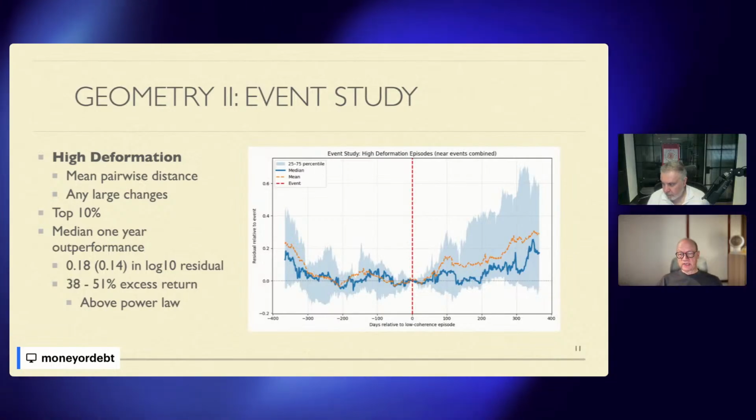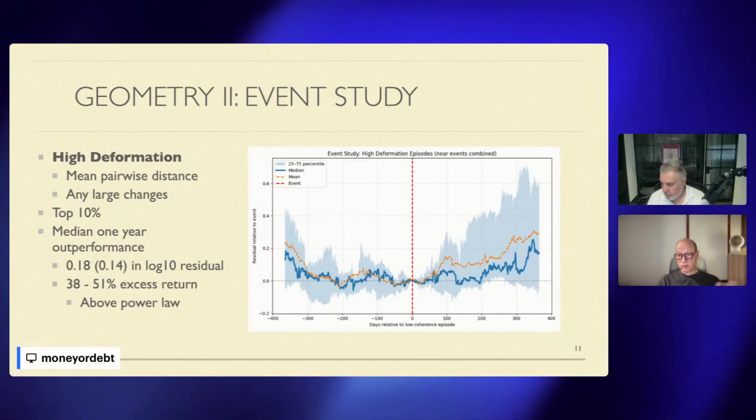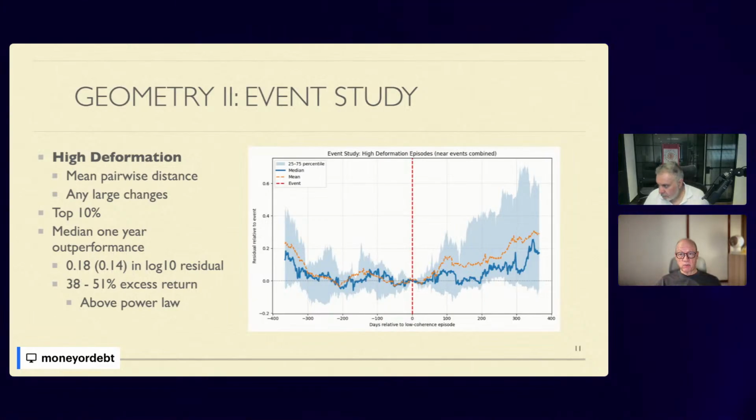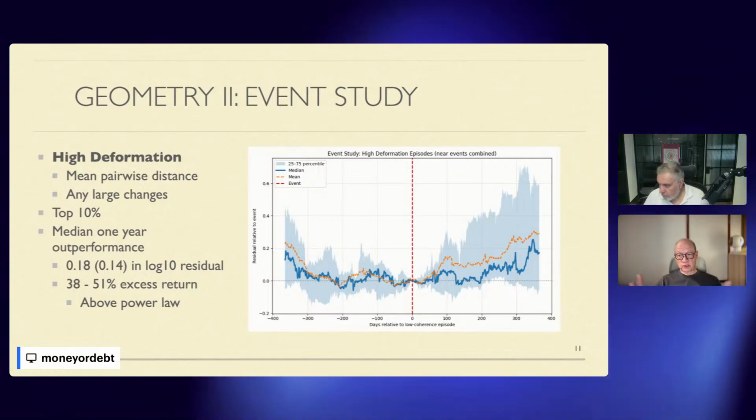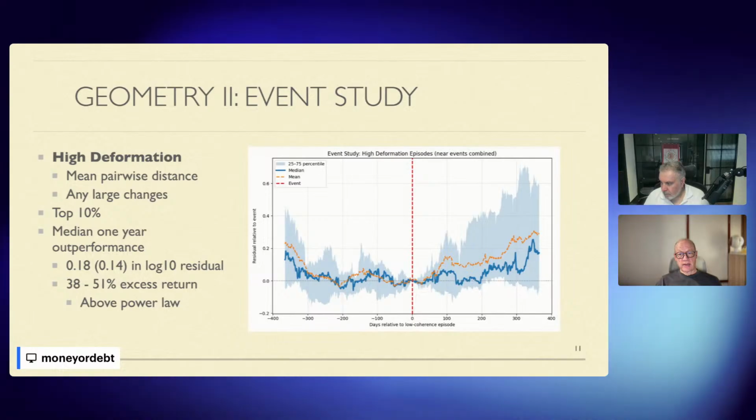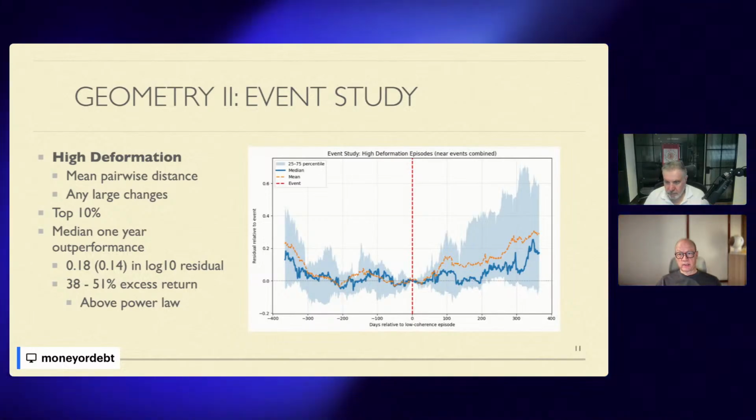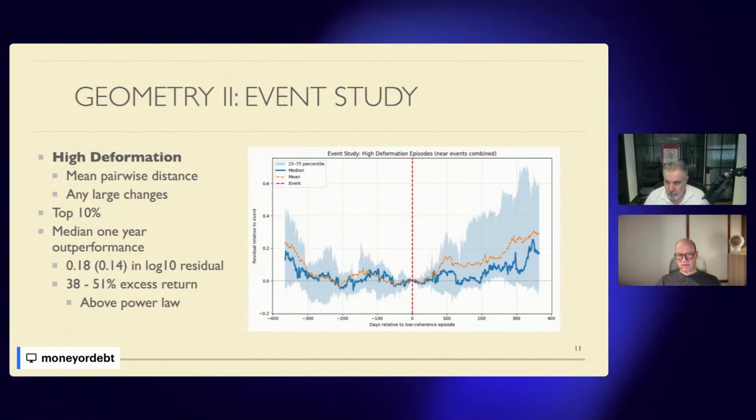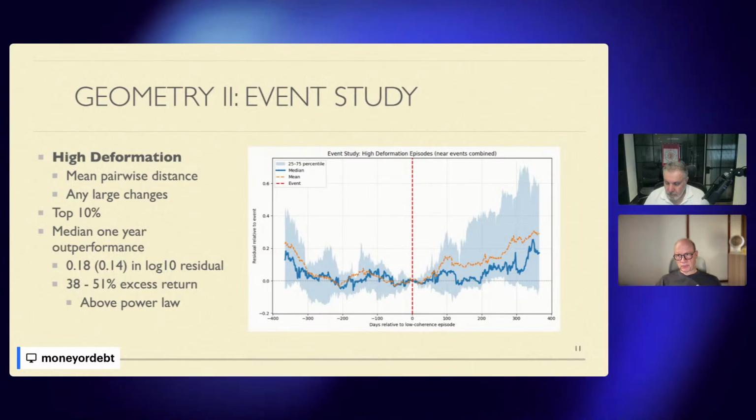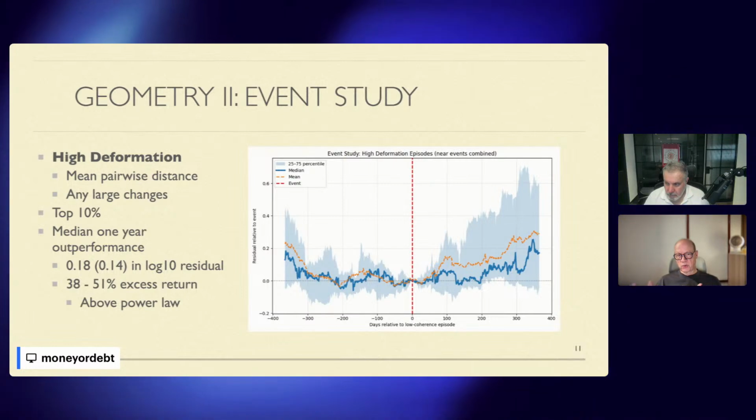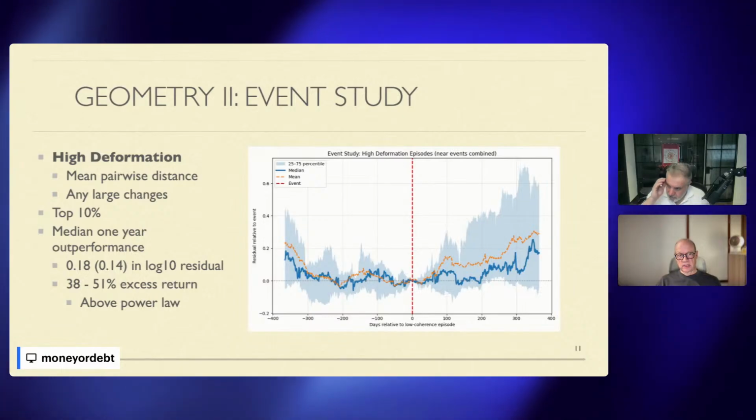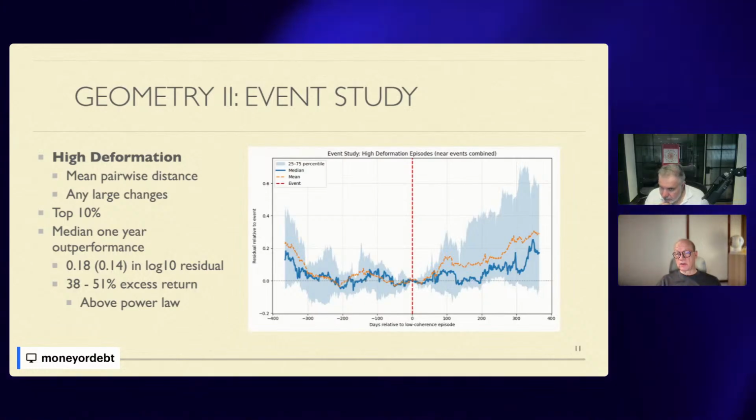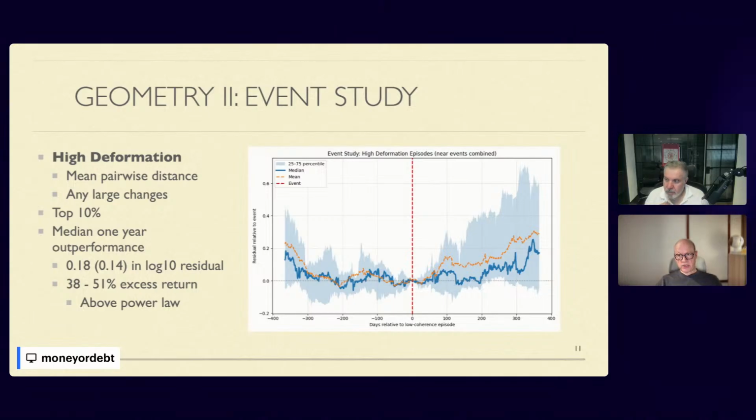But I did also look at deformation, and it was somewhat consistent with the last slide. It's a more general deformation, how much the distance between points spreads out or contracts. Again, we're looking at just the top 10%, and then we're plotting how much the median and the mean change going forward from one of those events. We find that there's potential outperformance of about 0.14 to 0.18 in the log 10 residual. That corresponds to a 40 to 50% excess return. Again, that's above the power law because this is in the residual 1 year out.